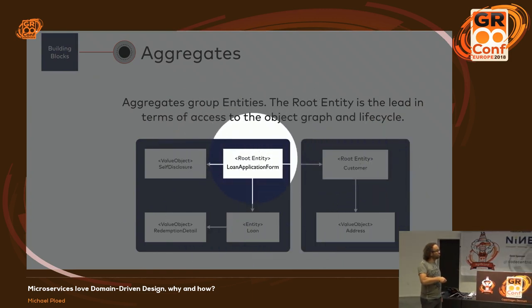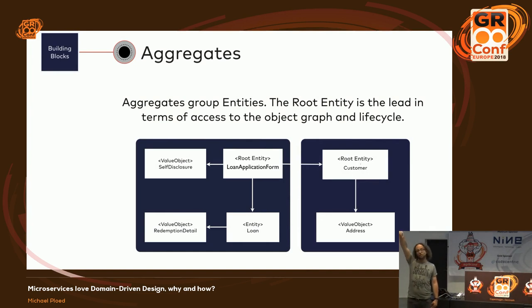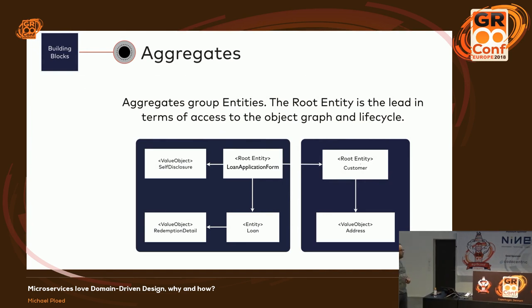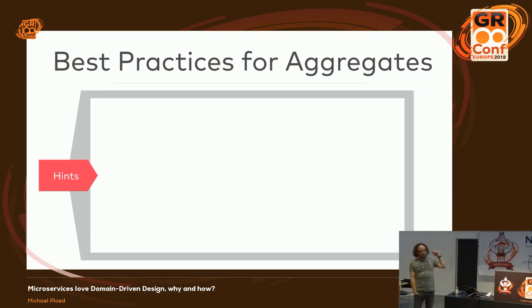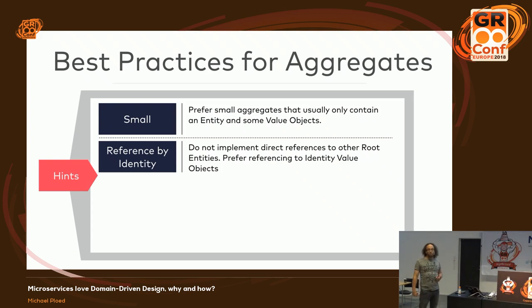So, and there is one new thing, the root entity. Did you see that? Root entity over there, this one? That's like the lifecycle override inside the aggregate. And that's also the only allowed entrance point into an aggregate that you have. And in terms of best practices for the aggregate, keep them small, reference them by identity. So I don't want to have get customer in my loan application form. I just want to have a get customer number.